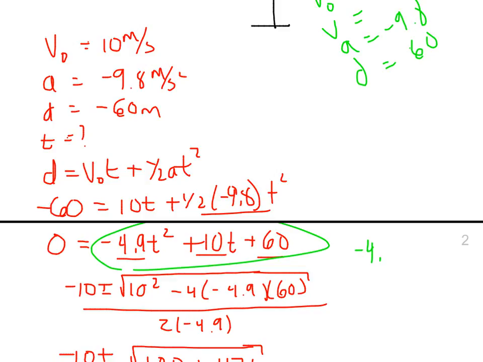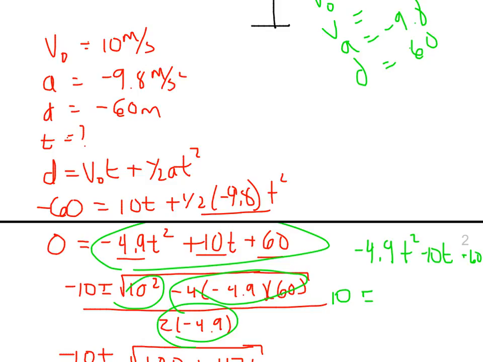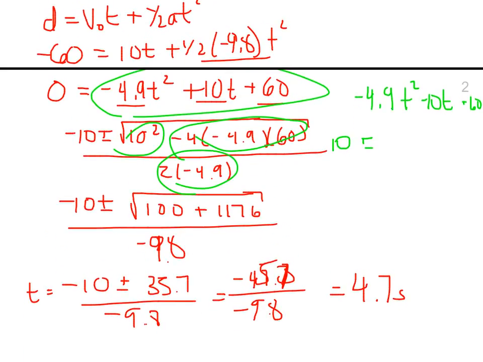So I have negative 4.9 T squared minus 10T plus 60. This thing is going to end up being the same thing. I have negative B, so in this case, I have positive 10. 10 plus or minus the square root of, if I square this, it's still the same thing, whether it's positive or negative. This whole thing is going to be the same thing. So the only thing that changes is I'm going to have a positive 10 plus or minus 35.7 all over negative 9.8.